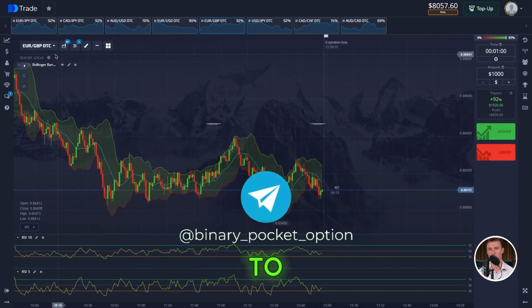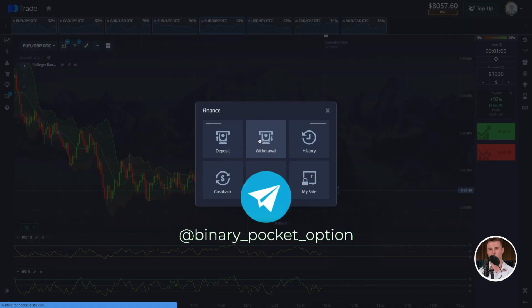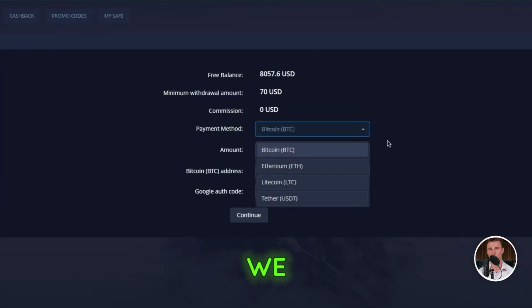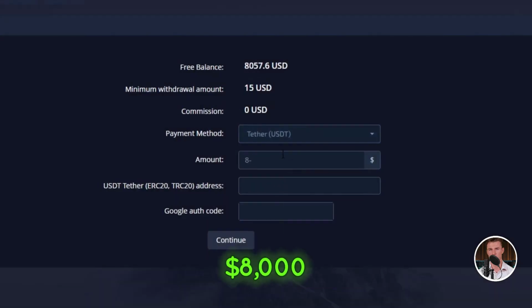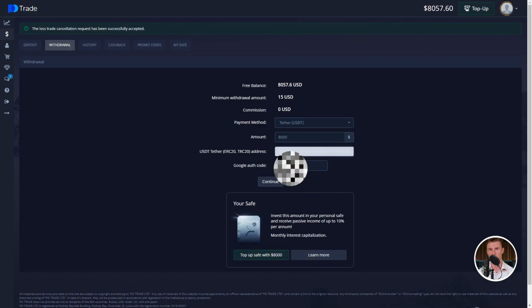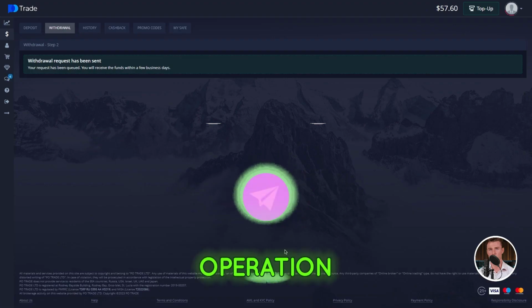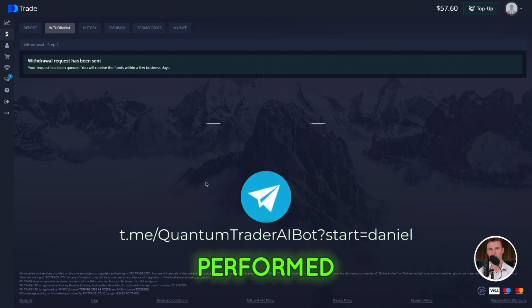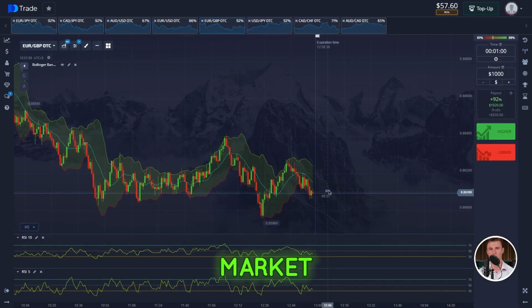Let's move on to the conclusion. We select a wallet. The amount will be $8,000. The operation is being successfully performed. This is how interesting trading turned out on the OTC market today using this strategy.